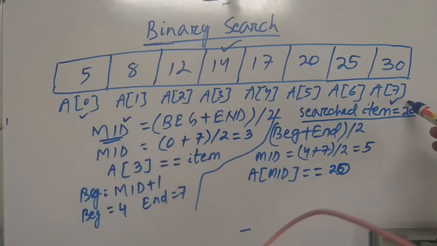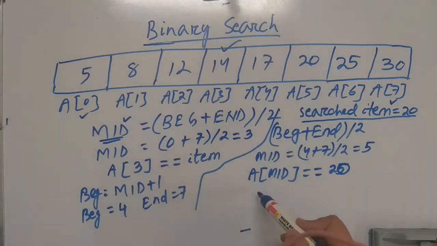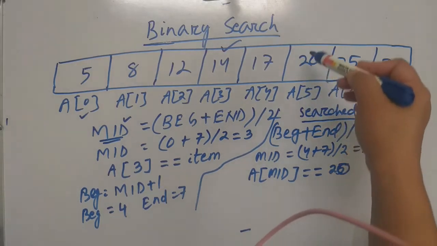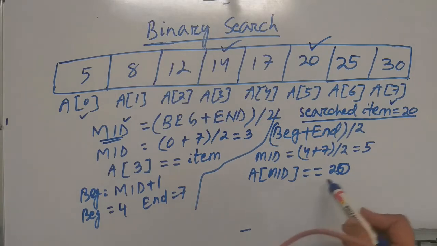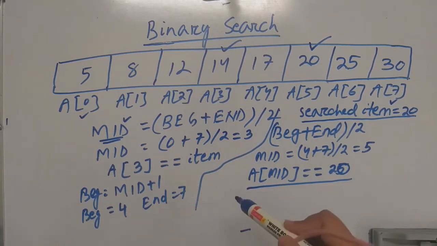So here the searched item is 20, and here the mid position is 5. So A5 here is 20. That means we are getting our searched item. That means the search is now successful.